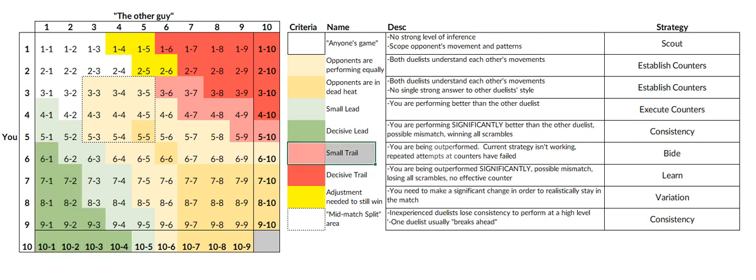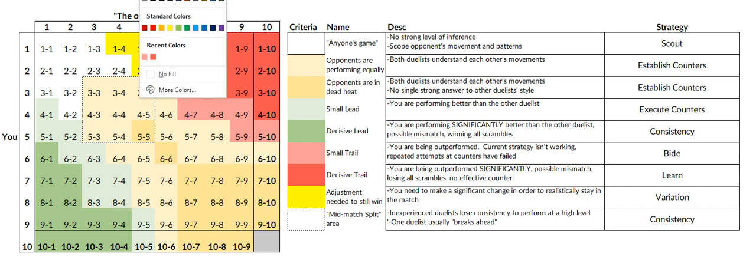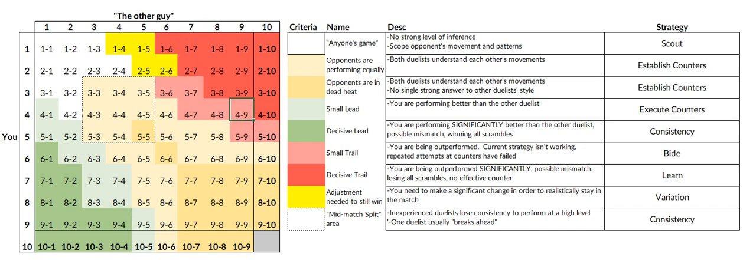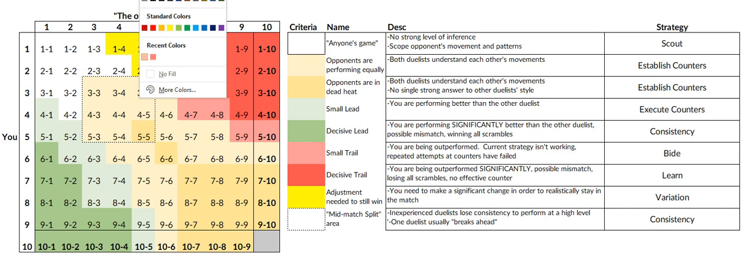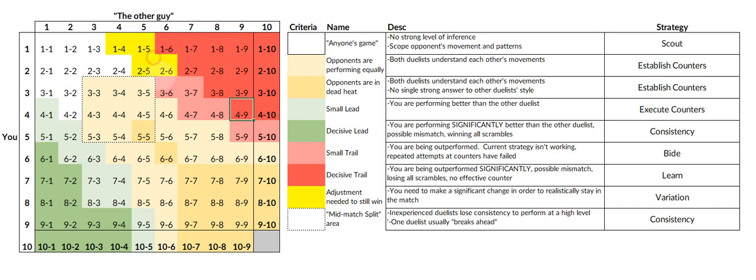And now we're going to go into the small trail scenario. It simply means you're being outperformed in some aspect. Your current strategy is not working. Your repeated attempts at counters have failed. So I would put you in this camp. And I would actually put, this is not a small trail. There's something that's gone wrong here with my analytics. So I'm going to be making some adjustments in real time here. Forgive me. 9-4. Let's see, 9-5. Let's put you in the danger zone.